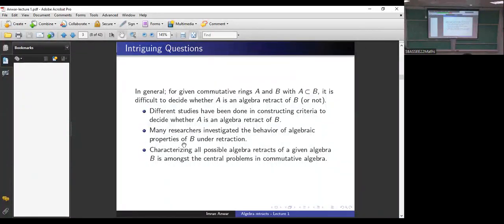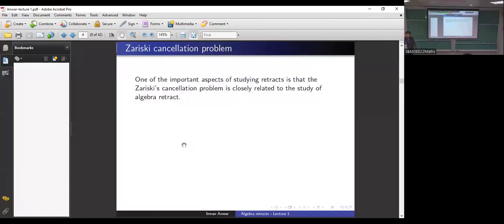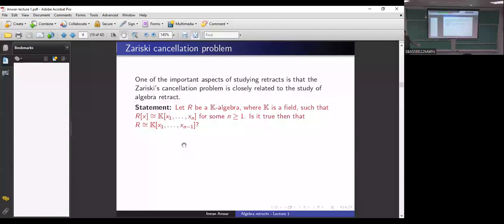Let me introduce one of the central problems in commutative algebra and algebraic geometry which is related to this problem: the famous Zariski cancellation problem. It is one of the fundamental problems in algebraic geometry and commutative algebra. What is the statement of this problem? It is among those problems in algebraic geometry which are very simple, and many people think they are quite trivial, but they are not. This is a perfect example of it.